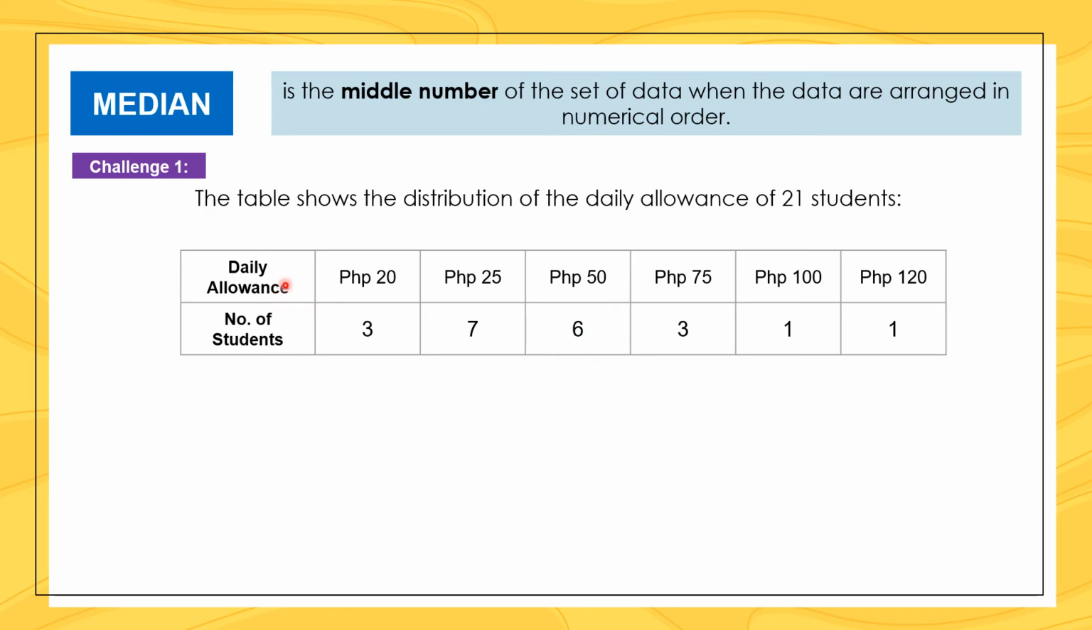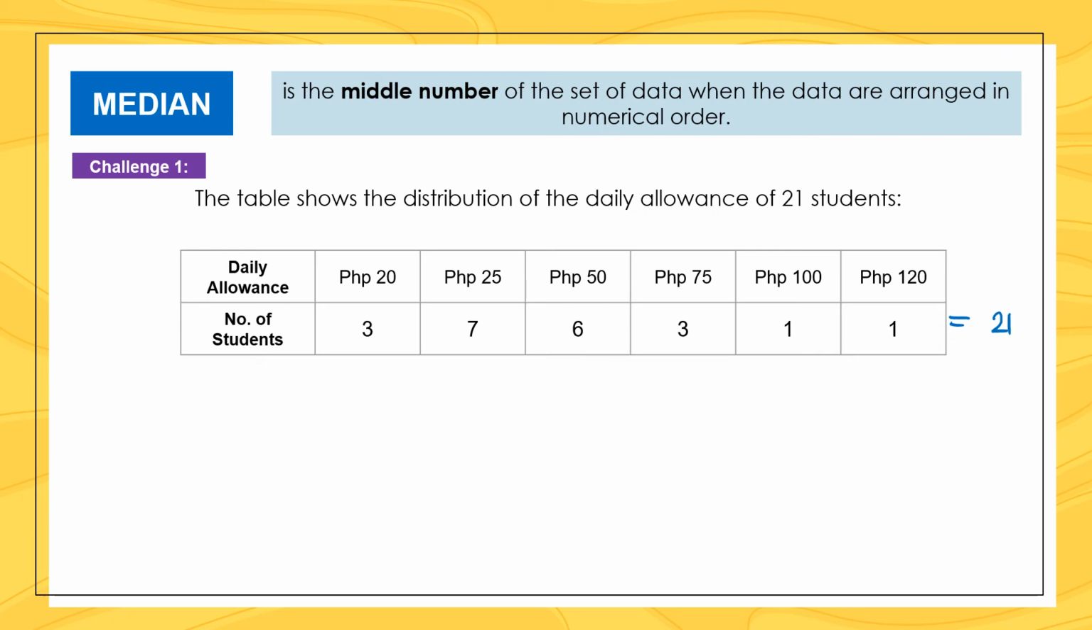So we have here the daily allowance and the number of students. For you to find out the median of this, let's have our first step. First step is we identify the total number of the data. In this case, we got 3, 7, 6, 3, 1, and 1. So adding all these numbers, we will have 10, 16, 19, 20, and 21. Okay, so we have 21 data.